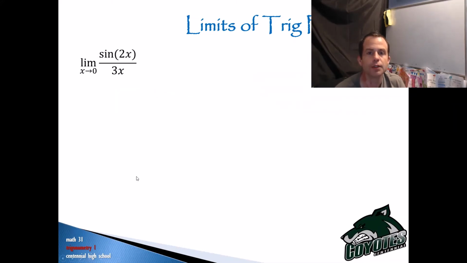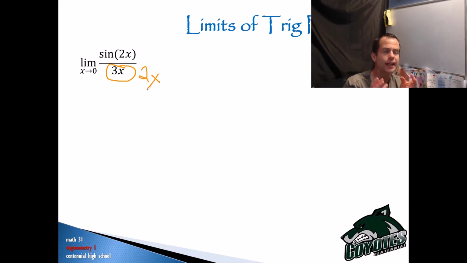Okay, so now the limit of sine 2x over 3x as x approaches 0. Again, there's nothing I can really do inside here, right? I can't get in there. So that's not the purpose of my life at the moment. The purpose of my life at the moment is I need to make that 3x become a 2x so that it says sine of 2x over 2x. That's going to be nice to me.